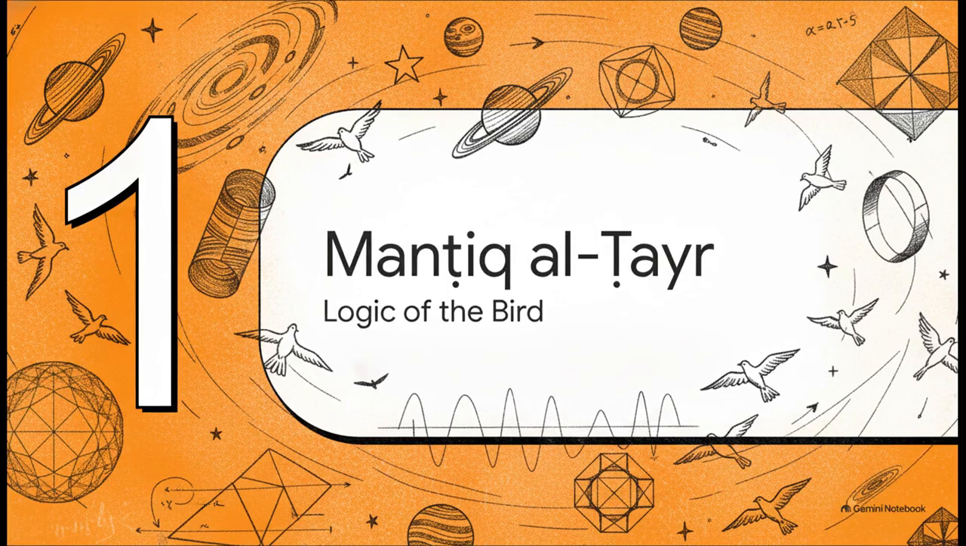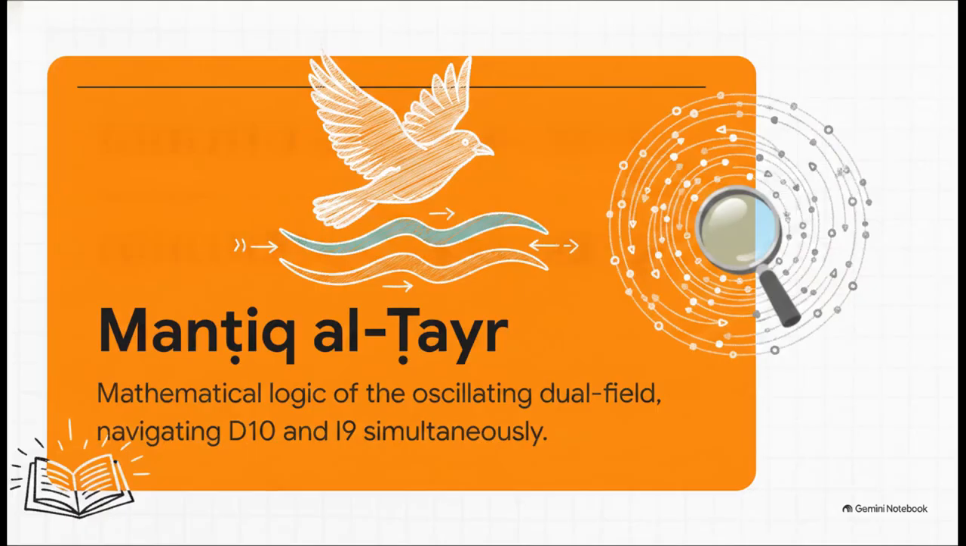Section 1. Manṭiq al-Ṭayr, the logic of the bird. To actually understand how this universe operates, we have to look at its native framework, named in chapter 27, verse 16, Manṭiq al-Ṭayr, the logic of the bird. Topologically, this is the logic of an oscillating dual field. Think about how a bird flies. It doesn't fight the air, it perfectly executes the path of least action. It flies the boundary by navigating two completely complementary causal fields simultaneously, the D10 and the I9.